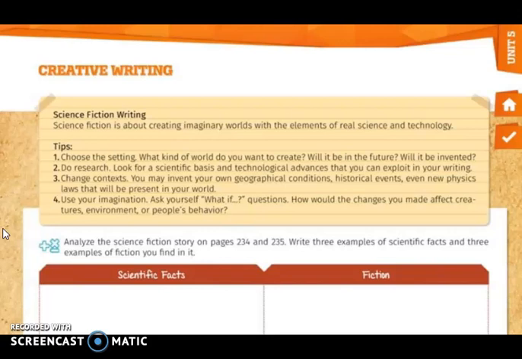Some tips for you to write science fiction are: Number 1, choose the setting. What kind of world do you want to create? Will it be in the future? Will it be invented? Number 2, do research. Look for the scientific basics and technology advances that you can exploit in your writing. Number 3, change context. You may invent your own geographical conditions, historical events, even new physics laws that will be present in your work. Number 4, use your imagination. Ask yourself, what if? How will the change you made affect creatures, inventions, or people's behavior?